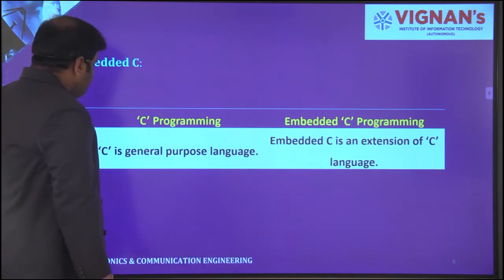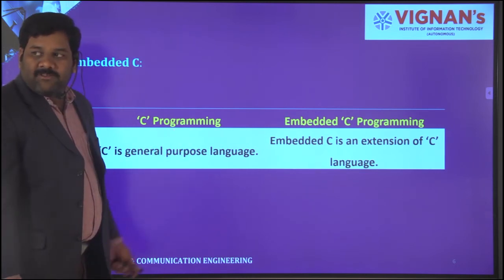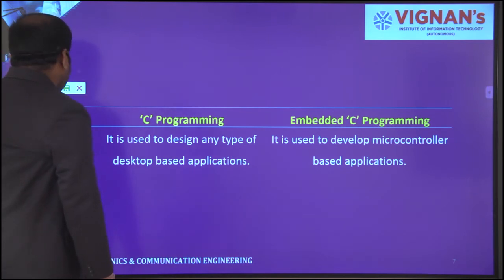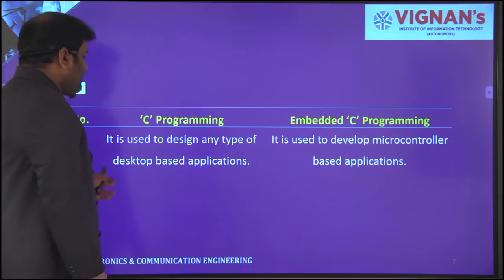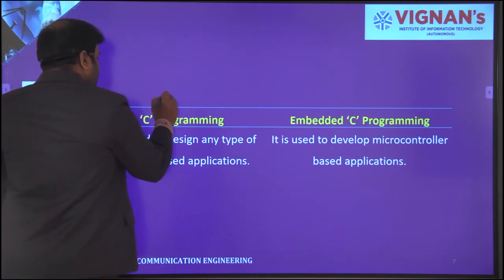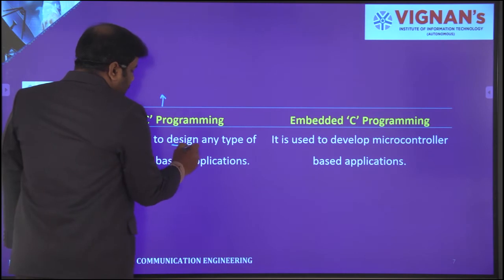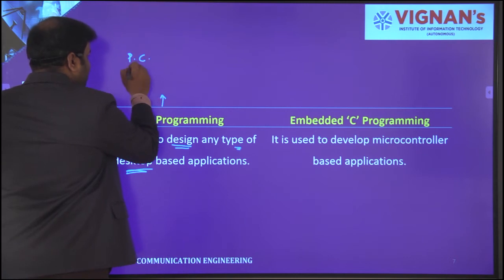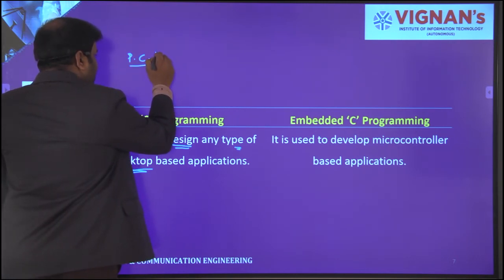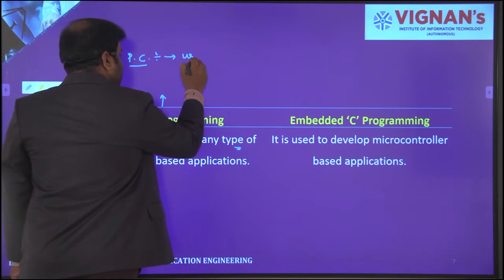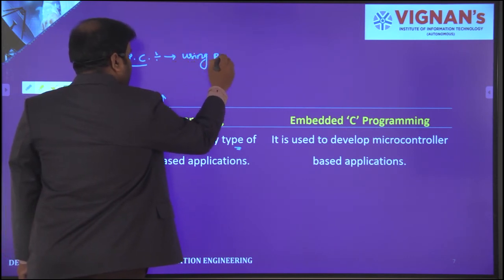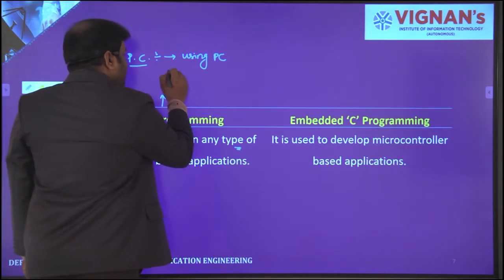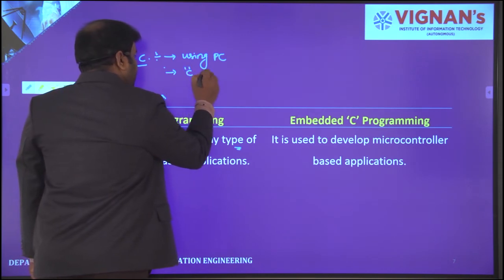The primary difference is that C is a general purpose language, while embedded C is a specific purpose language. And the second one is that C is used to design any type of desktop based applications. Desktop is nothing but our personal computer, PC. So you can implement any applications by using a personal computer or desktop, right? For those types of applications only, C programming is preferable.